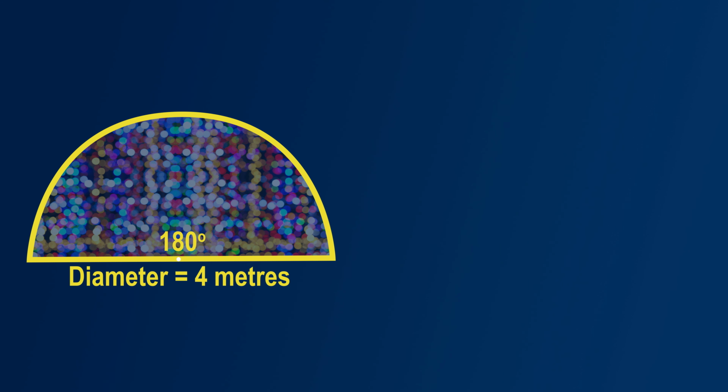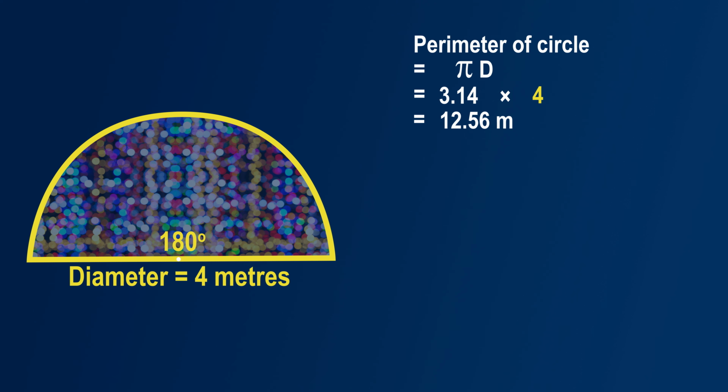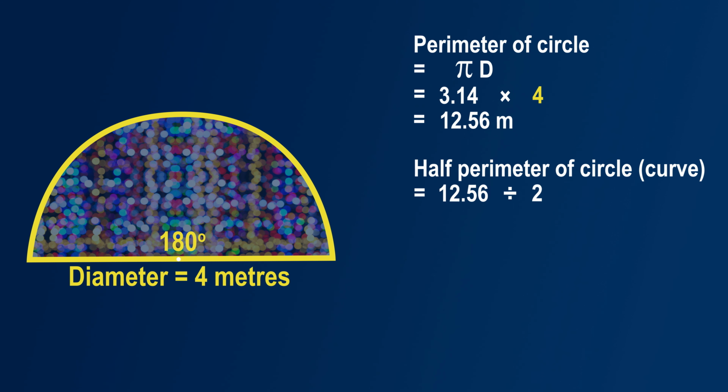There are 3 steps. First, calculate the perimeter of the whole circle. Because we know the diameter, we'll use the pi d rule. Perimeter of circle equals pi d. That equals 3.14 times 4, which equals 12.56 metres. Now for the second part. This sign is only half a circle, so we divide the perimeter by 2. The curve is 6.28 metres long.